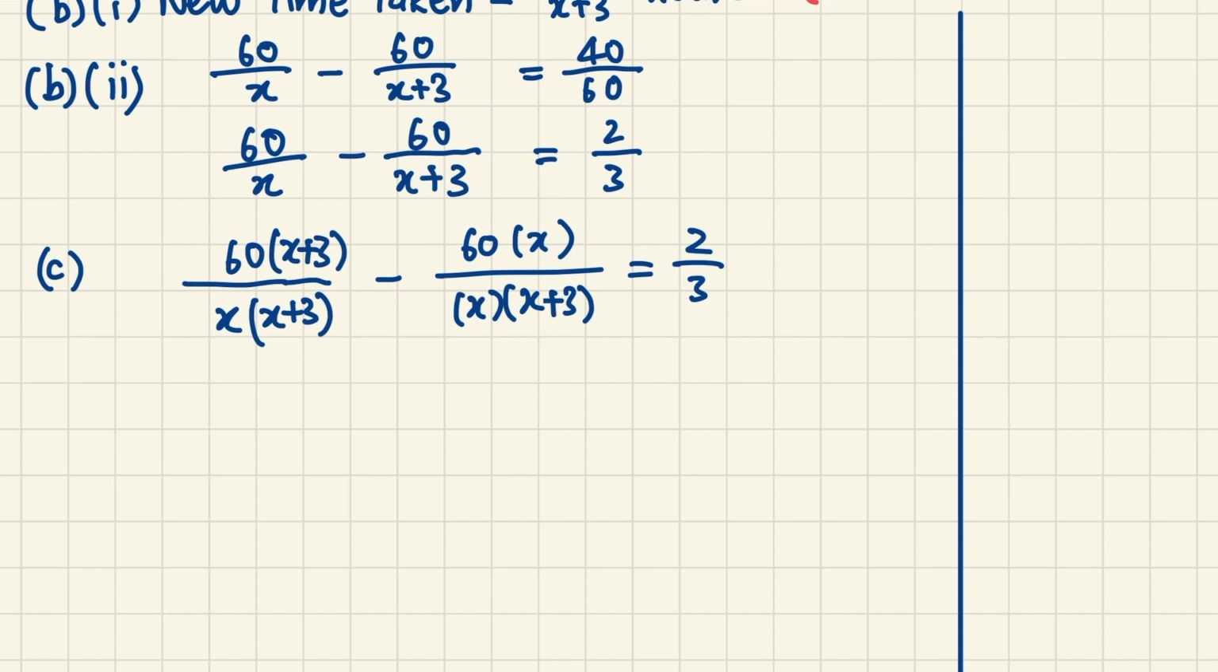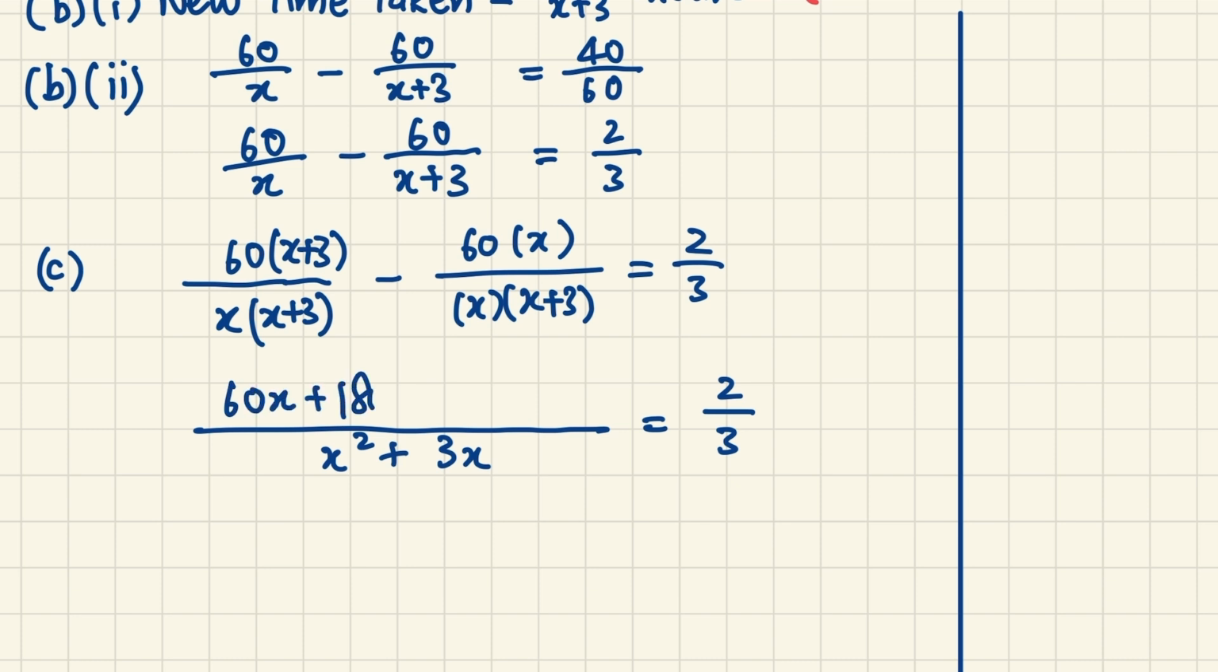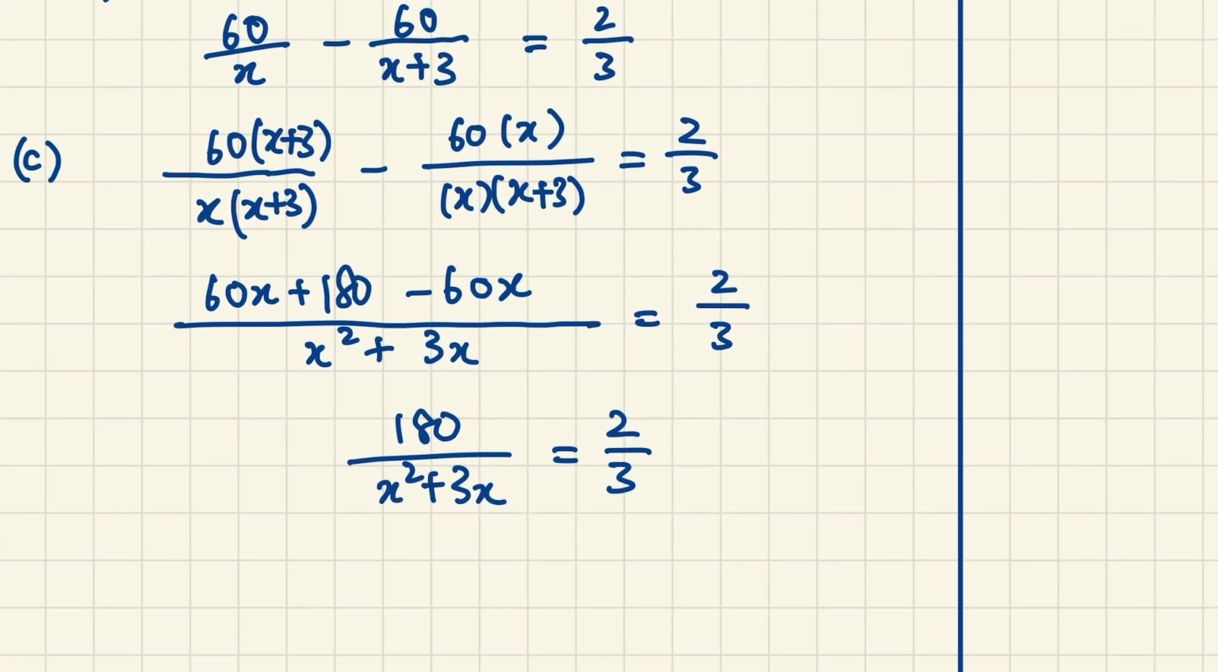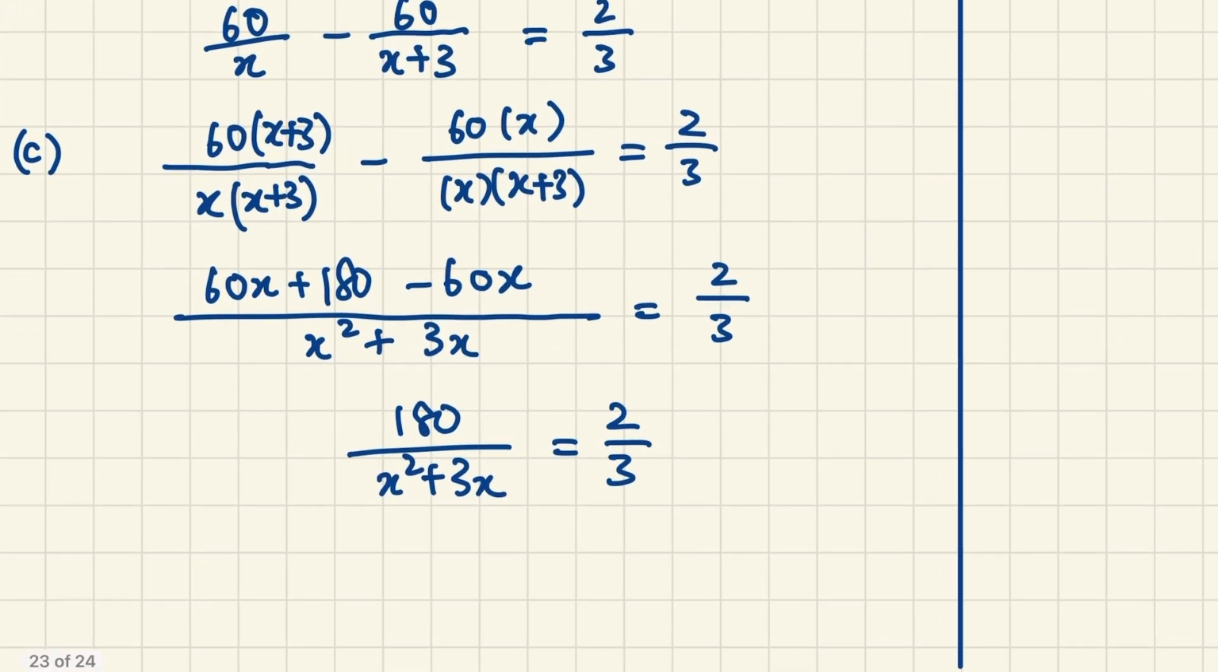Then combine the two fractions, and of course the denominator is actually x times x plus 3, which gives you x squared plus 3x. On the right hand side you have 2 over 3, and in the numerator you basically have 60x plus 180 minus 60x. So 60x minus 60x will be removed, so you're essentially left with 180 over x squared plus 3x equals 2 over 3. By now you are able to cross multiply this.